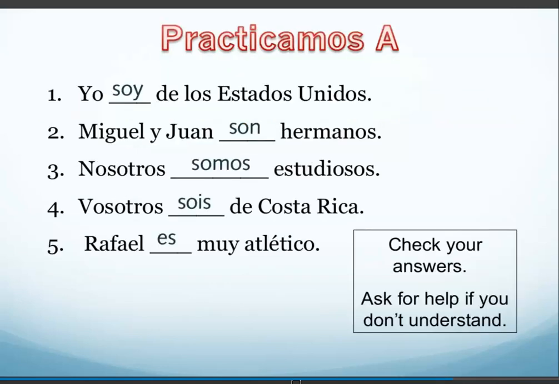Let's see what you have, okay? You should have put, yo soy de los Estados Unidos. I am from the United States. Miguel y Juan son hermanos. Miguel and Juan are brothers. Nosotros somos estudiosos. We are studious. Vosotros sois de Costa Rica. Y'all or you all are from Costa Rica. And Rafael es muy atlético. Rafael is very athletic.